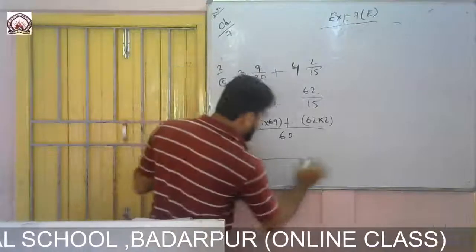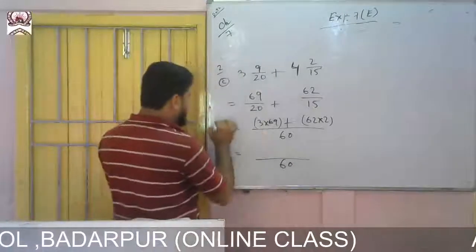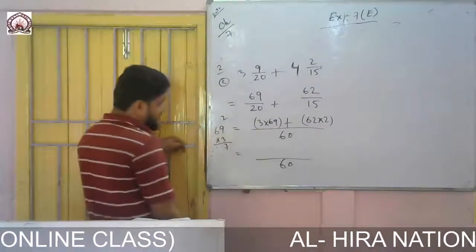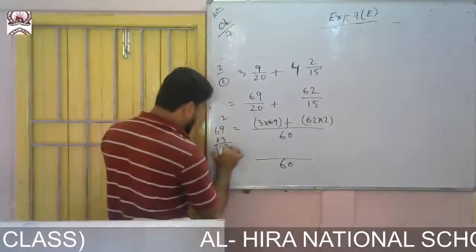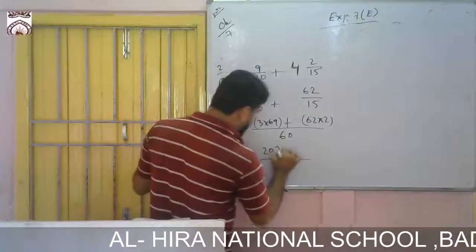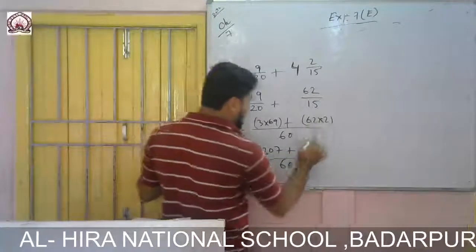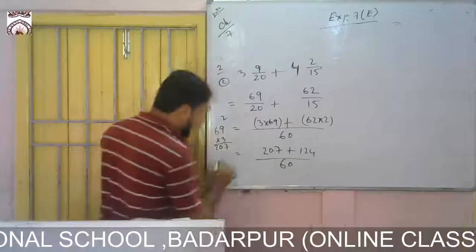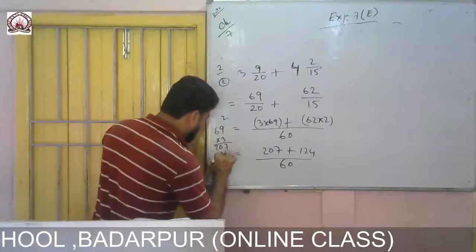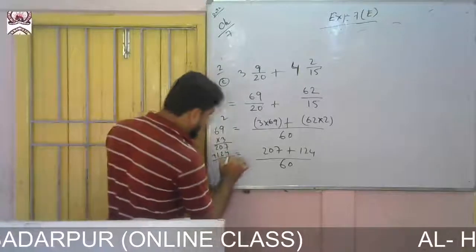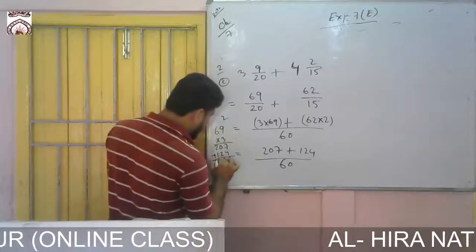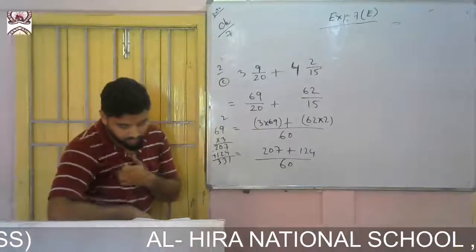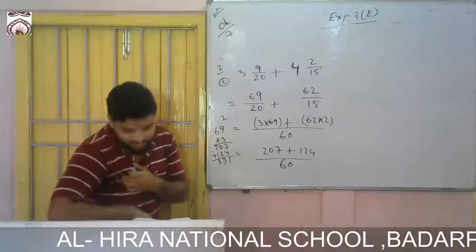Now how much? 60 by 69 into 3. 69 into 3: 3 9s are 27, hand remain 2, 6 3s are 18, 19, 20, 207. Plus 2 2s are 4 and 6 2s are 12. Okay, 124. Now add 207 and 124. If we add, then 7 plus 4 is 11, 2 plus 1 is 3, 2 plus 1 is 3. Okay, 331 by 60.